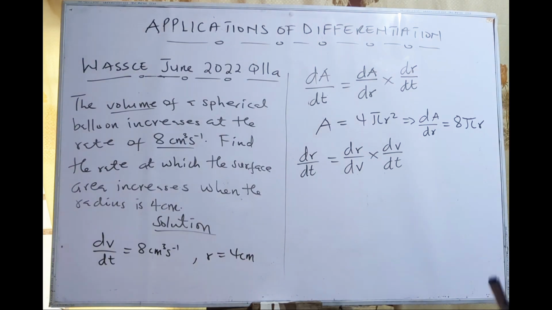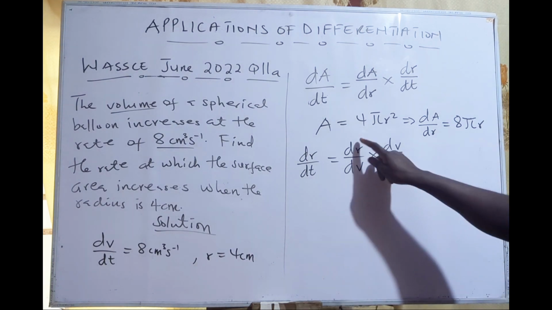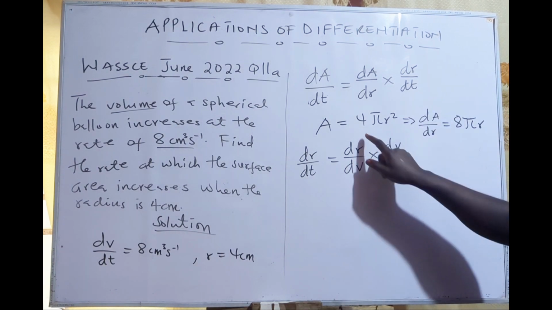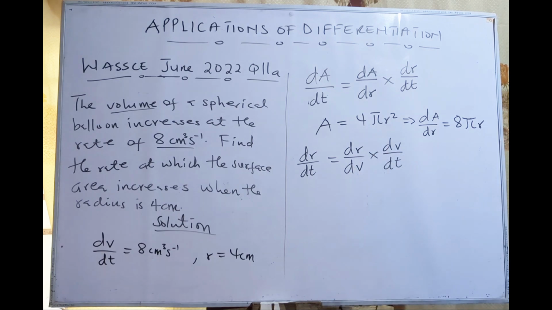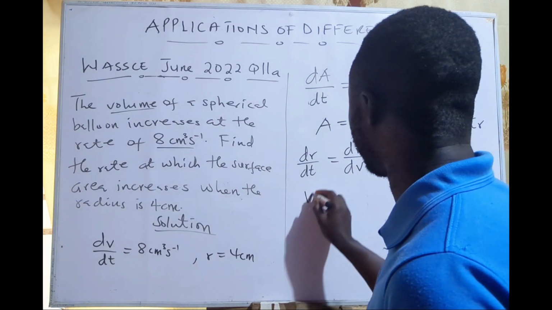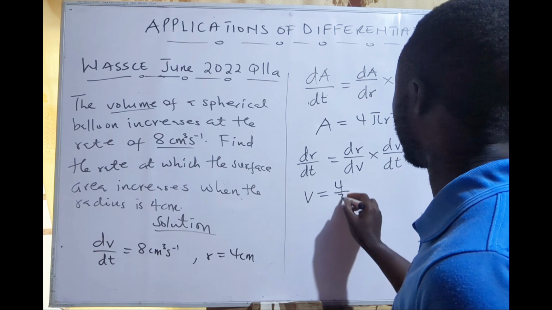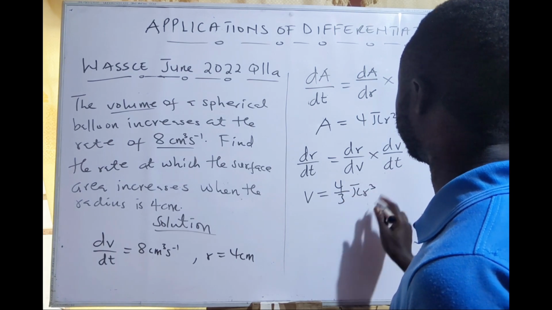Okay. Then we have to find dr/dV, so the volume with respect to the radius. So we have to find the formula for the volume. What is the formula for the volume of a sphere? 4/3 pi r cubed.